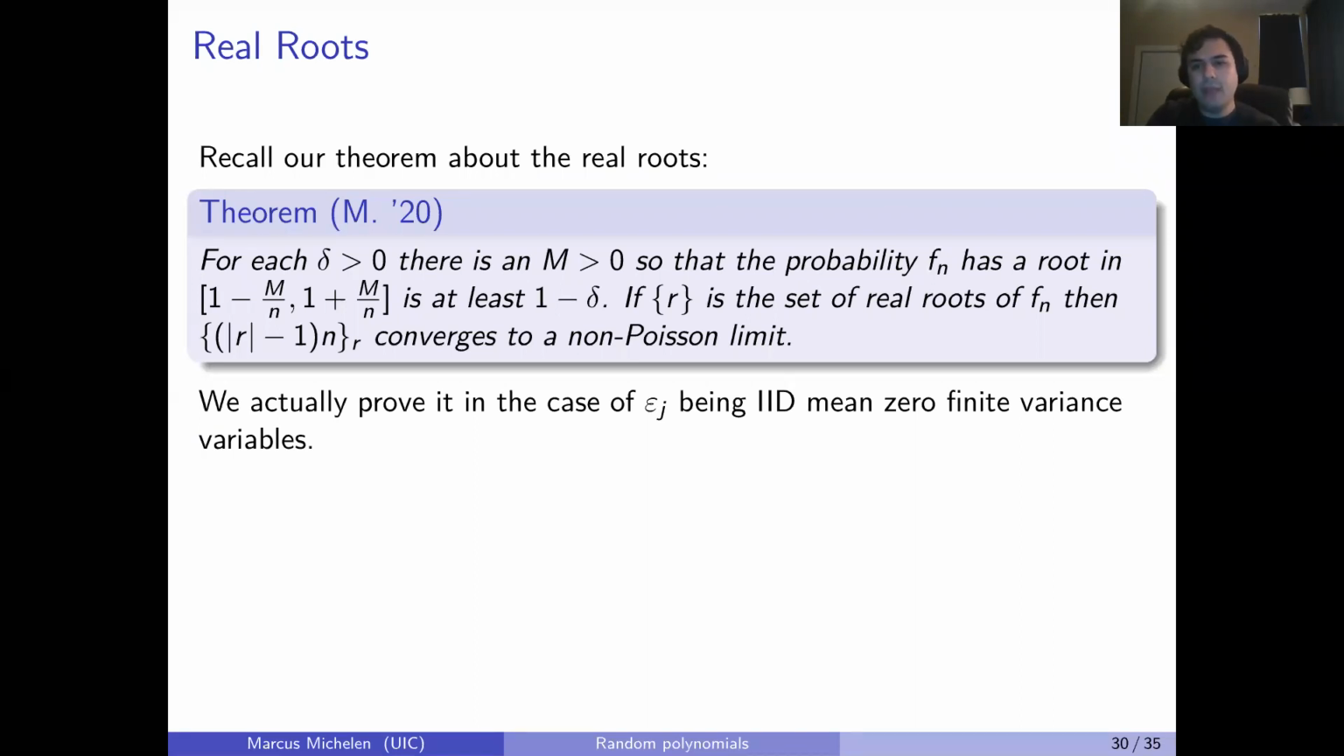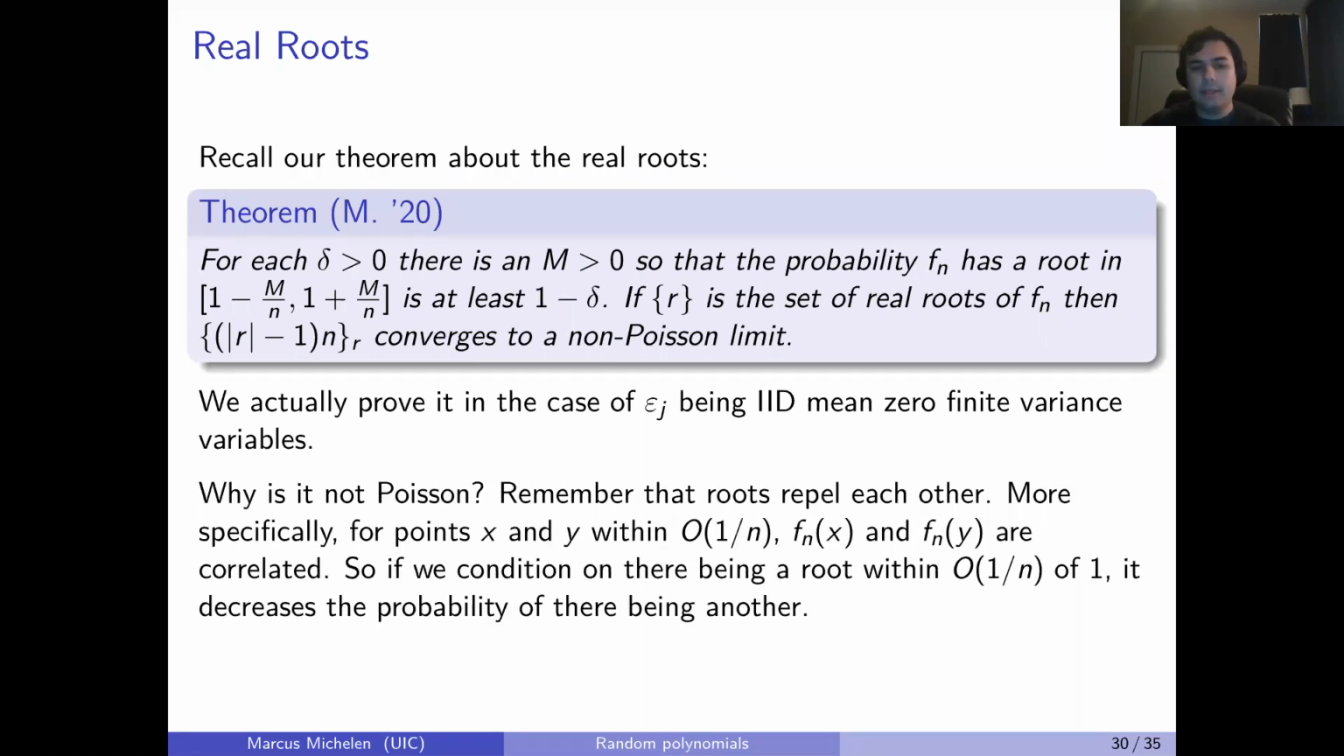So I want to just discuss quickly how you might show that you have a root near 1, and also why you shouldn't expect to have a Poissonian limit. So let's remember that we have repulsion of roots. More specifically, if I have roots within 1 over n of each other, my value of my function here is going to be correlated. So it does not look independent on the order of 1 away. So repulsion is on the order of points 1 over n apart.